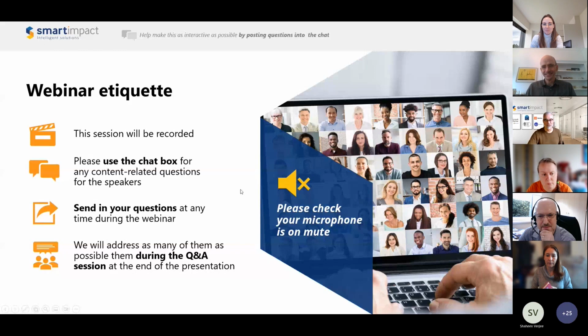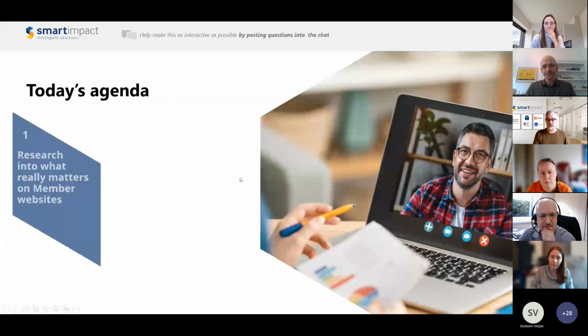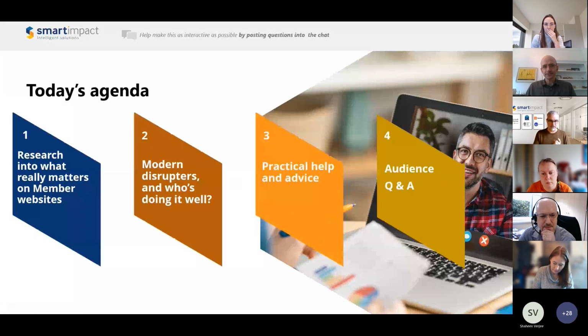So what we're going to run through today: 4 areas. Firstly, what have we found from our experience and recent surveys on what really matters to organizations and members about membership websites. Secondly, what organizations are doing it well, but more importantly, what non-membership associations are also doing it well, because they're part of the competition in this market space. Thirdly, practical help and advice and some good examples of planning, and then we'll move on to the Q&A.